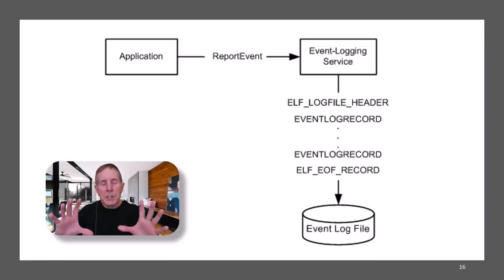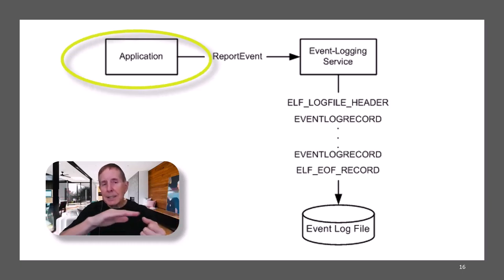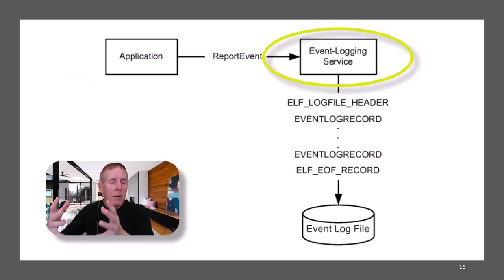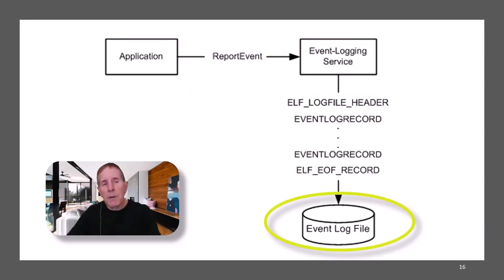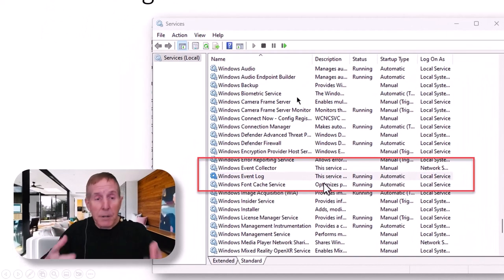Again, a nice diagram showing us the big picture. The application sends its event. The event logging service plays a role in writing that event to a file on the hard drive. If you'll notice in the services, we have the Windows Event Log. That's the service that's part of this process.